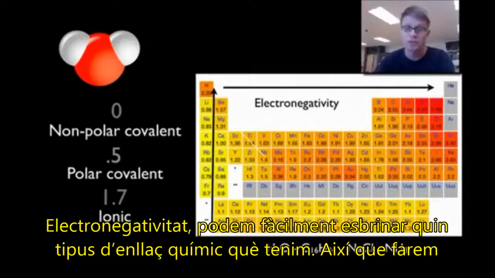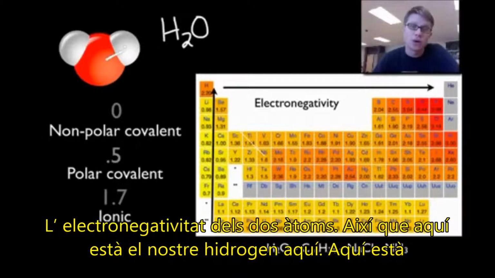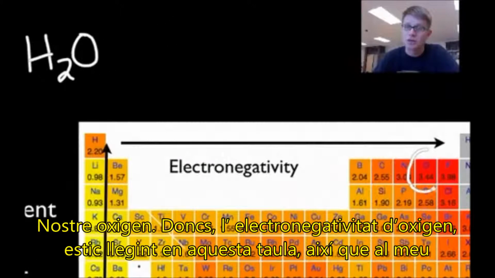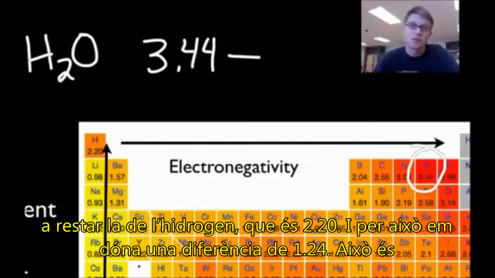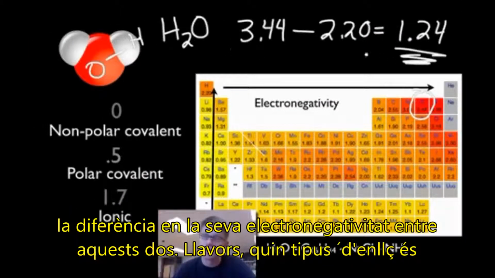So let's do some. For example, let's do water. You know that water is H2O. So all we do is look up the electronegativity of the two atoms. Here's our hydrogen right here. Here's our oxygen. Oxygen's electronegativity, I'm just reading it on this chart, so in my class you'd have to use your periodic table, is 3.44. I'm going to subtract that of hydrogen, which is 2.20. And so I get a difference of 1.24. That's the difference in their electronegativity between these two.